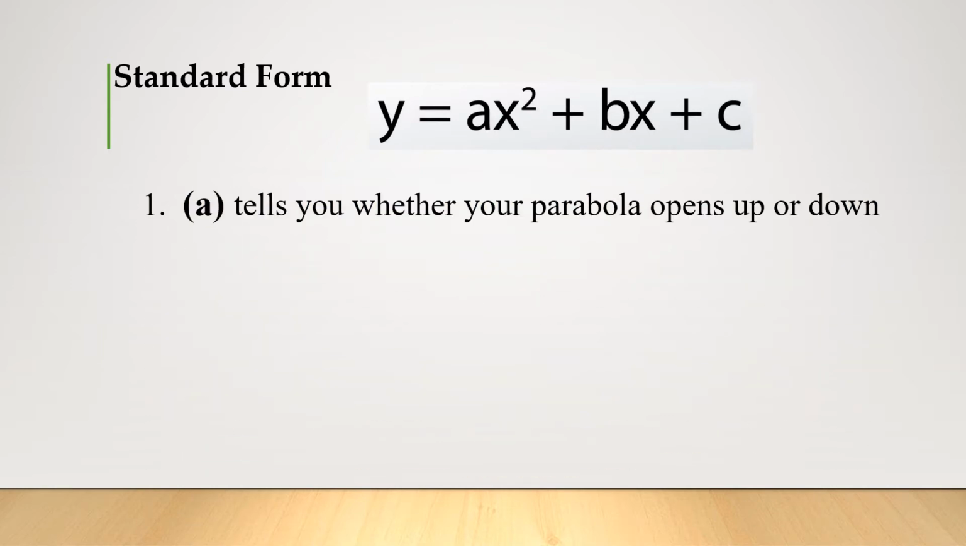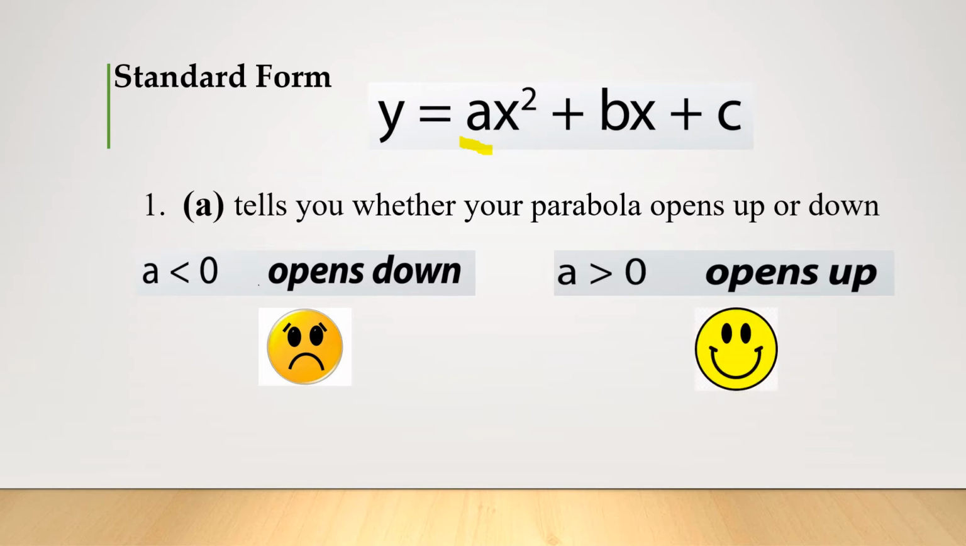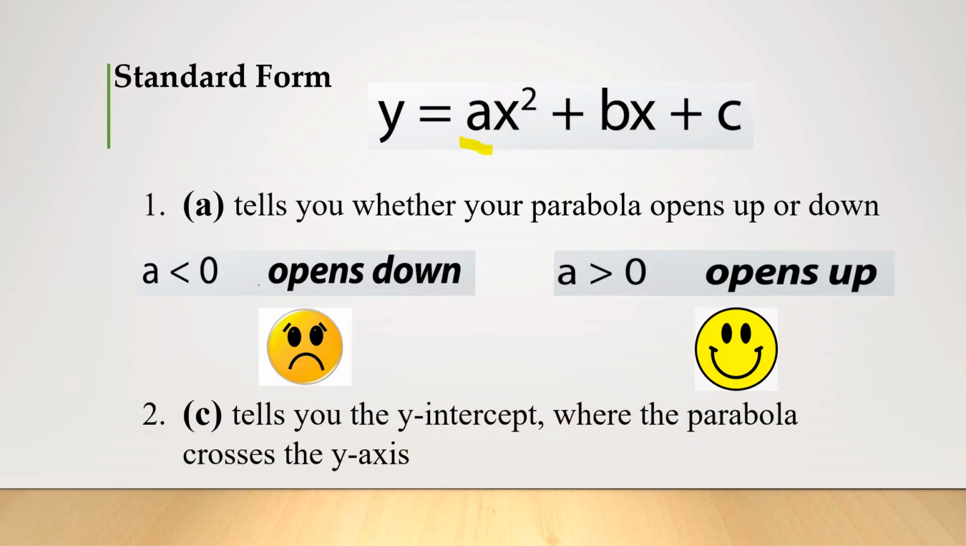First, a, which is the coefficient of my x squared term, tells you whether your parabola opens up or down. If a is less than 0, it opens down. This means that a is a negative number. You'll get a frown. If a is greater than 0, that means that the parabola is going to open up, which means you're going to get a smile.